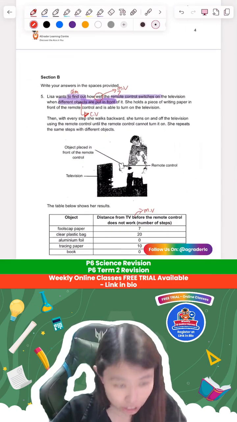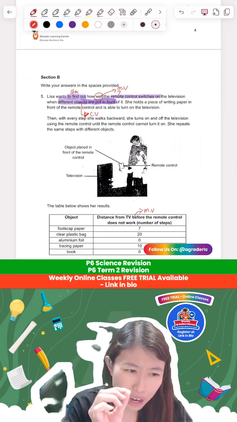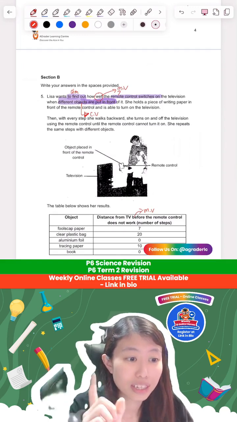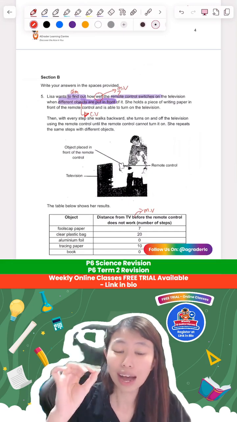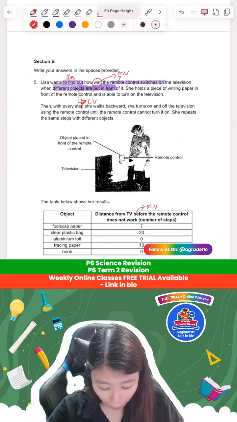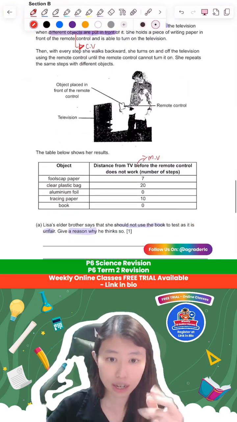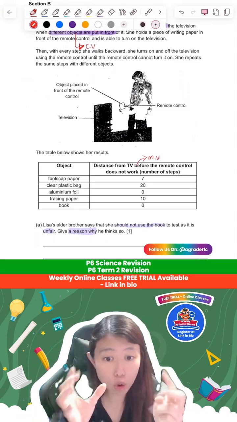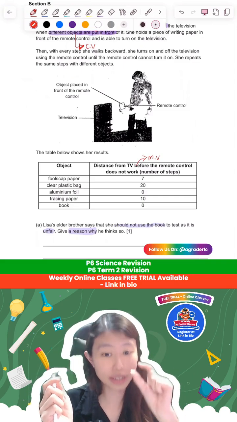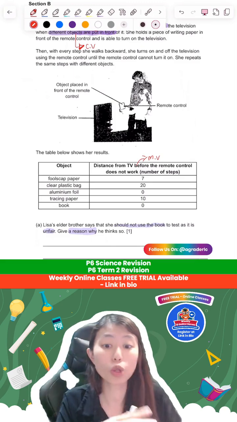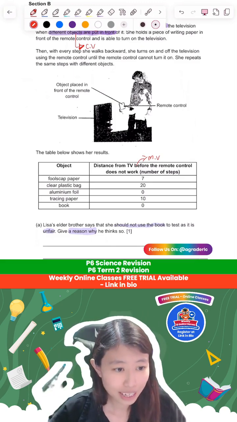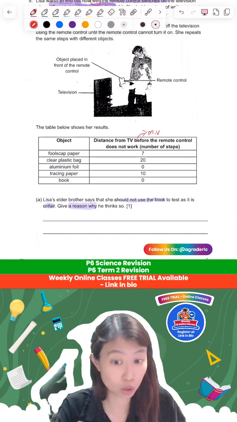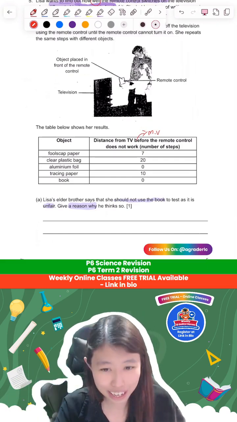Just now, YS's answer is very, very close. Yes, Ethan, I saw your answer. Yes, it is actually about how thick the material is. Foolscap paper is thin. Plastic bag is thin. One strip of aluminium foil is thin. Tracing paper is also thin. But the book is very thick. So that is the reason why it's an unfair test. Not about opaque, because aluminium foil is also opaque. Slightly thicker is fine, but the book is way thicker than the rest. That's why it's an unfair experiment.